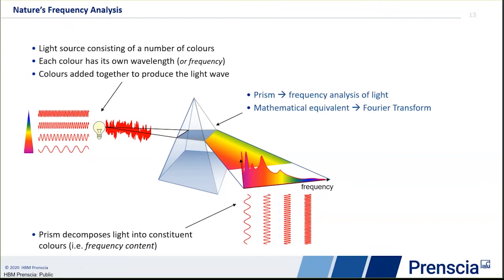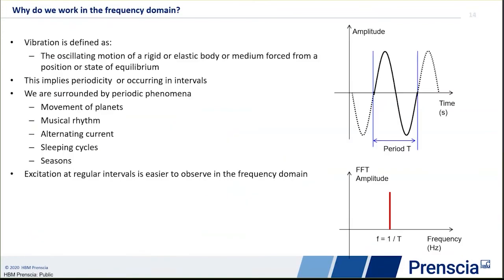The mathematical equivalent of doing frequency analysis is the Fourier transform. So when we have time signals, why do we need a frequency domain? Most of the time, vibration is defined as the oscillation of the motion of a rigid body or elastic body or a medium forced from a position or state of equilibrium. So it oscillates from the equilibrium in amplitude as well as time in a period. This implies certain periodicity and occurrence at certain intervals.